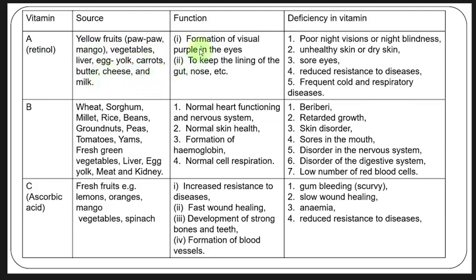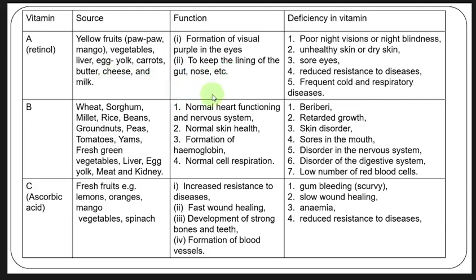All right, then its function, vitamin A, is in the formation of visual purple in the eyes. So when we are looking at colored things, what helps us to see is the vitamin A, which helps us in the formation of visual purple in the eyes. Also to keep the lining of the gut, nose, etc. So the lining or the surface inside the nose and also inside the alimentary canal, to keep it healthy, we need also vitamin A.